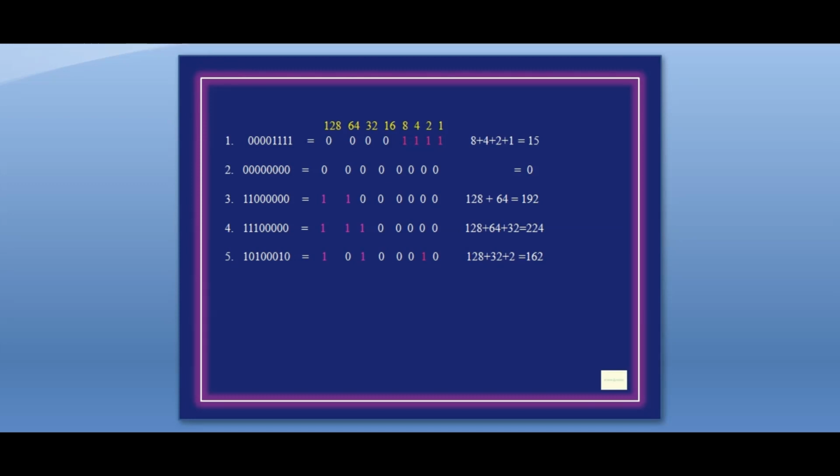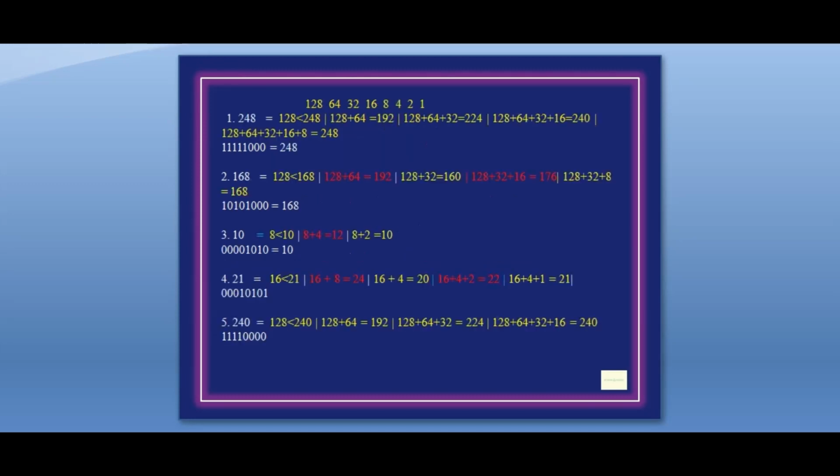Now let's move to decimal to binary exercises. Here I have the table made as well. The first question is 248. So 128 is smaller than 248. We're going to place the value of 1 on 128 and move to the next bit, that is 64. 64 plus 128 equals 192, which is smaller than 248. So we're going to place the value of 1 on 64 and move to the next bit, that is 32. 128 plus 64 plus 32 equals 224, which is smaller than 248.